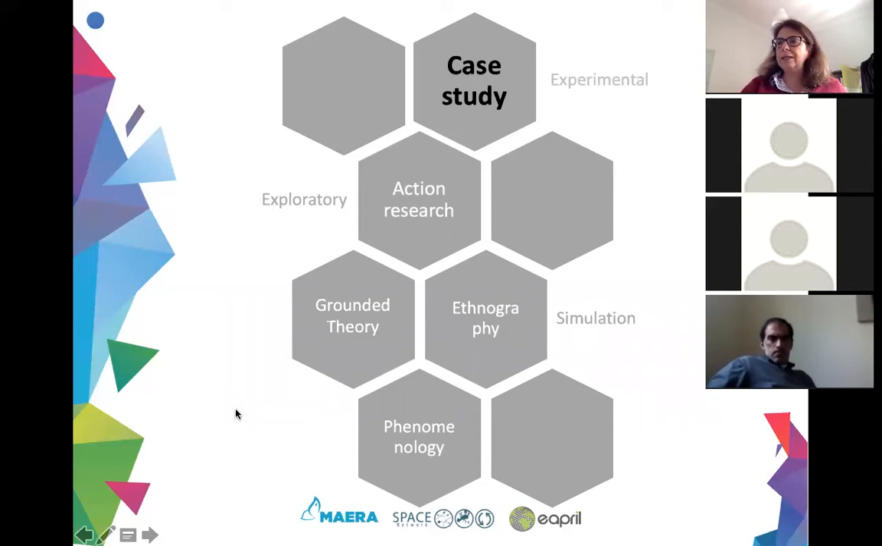Now we have the case studies, and in the case studies, it corresponds to an empirical inquiry that investigates a contemporary phenomenon within its real-life context. And we use case studies when the boundaries between the phenomenon and the context are not clearly evident, and in which multiple sources of evidence are used. It is particularly valuable in answering the who, why, and how questions in management research.